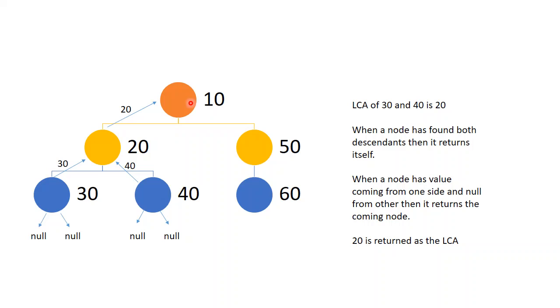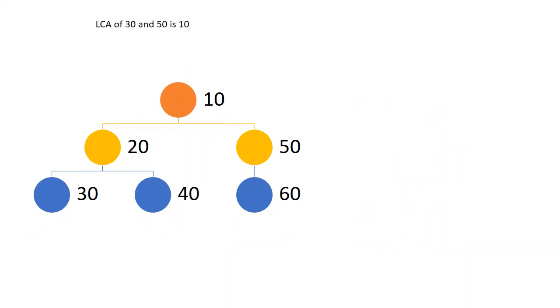Now the left subtree has been traversed. The control goes to the right subtree, and null is returned from the right subtree because 30 and 40 are already found. There is nothing from node 50 and 60 that will match, so it returns null. Our second logic applies here, and 20 is returned as the LCA, because node 10 has a value coming from one side and null from the other, so it returns the value coming from one side. 20 is the LCA here.